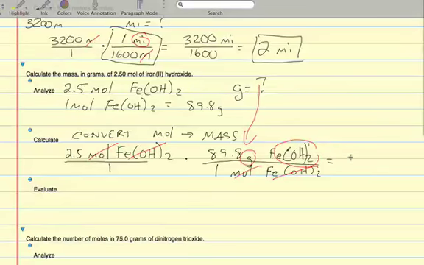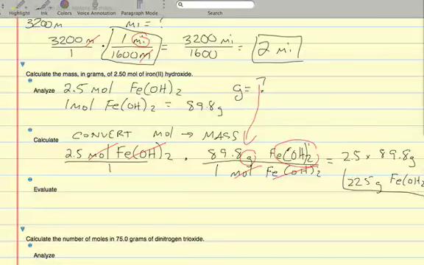I'm going to continue with the math here. I'm basically going to have, across the numerator, 2.5 times 89.8 grams. And when we solve that, we should come up with 225 grams FeOH2. And that's my final answer.